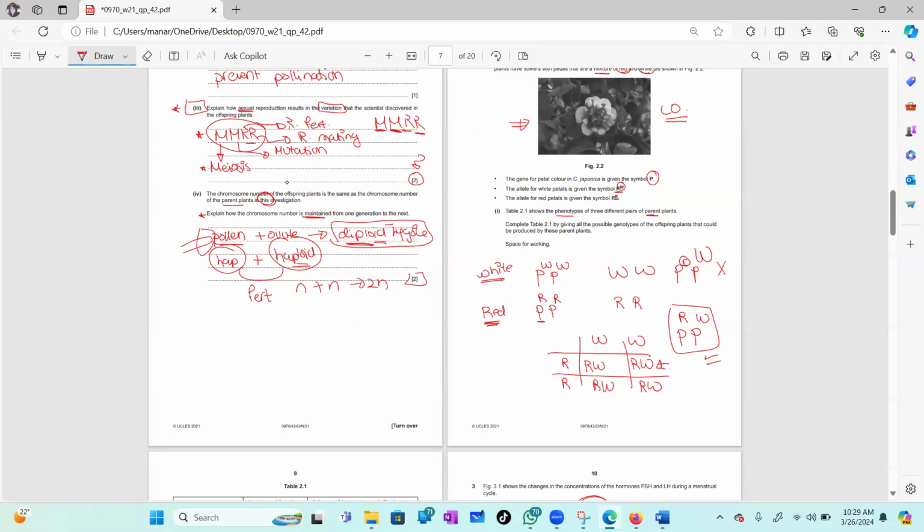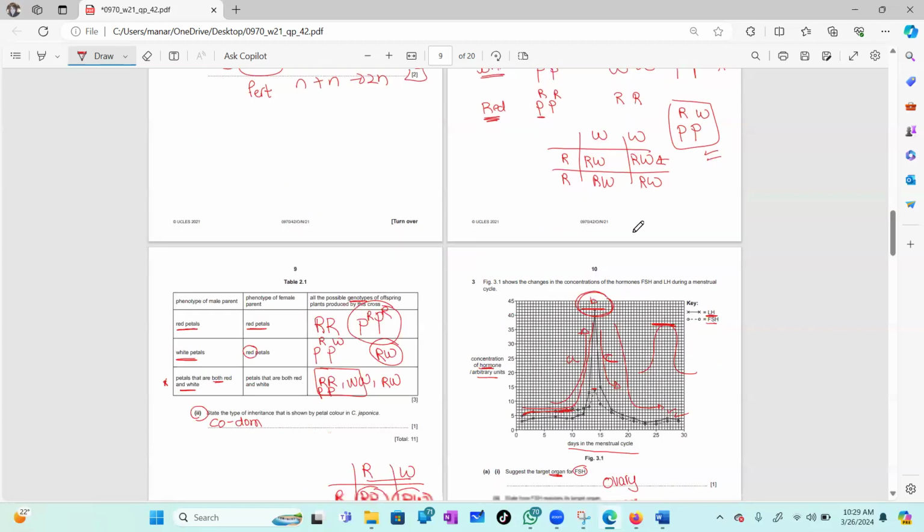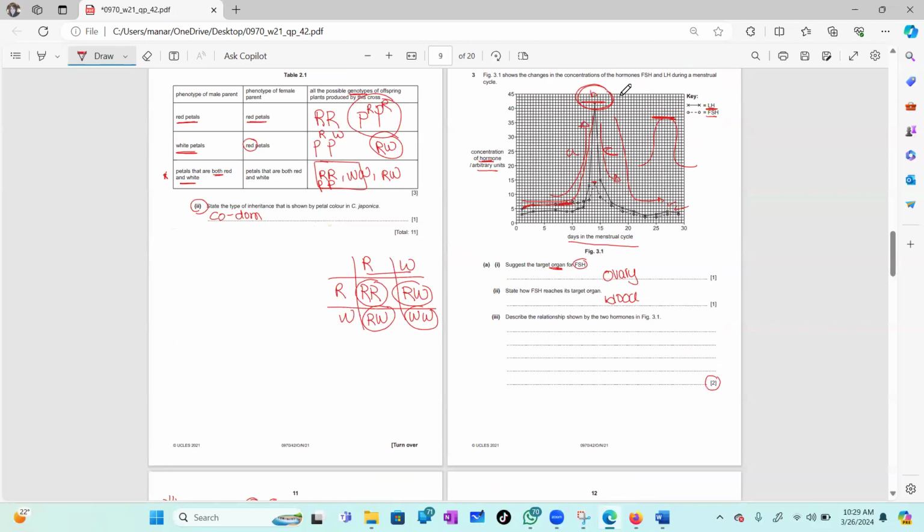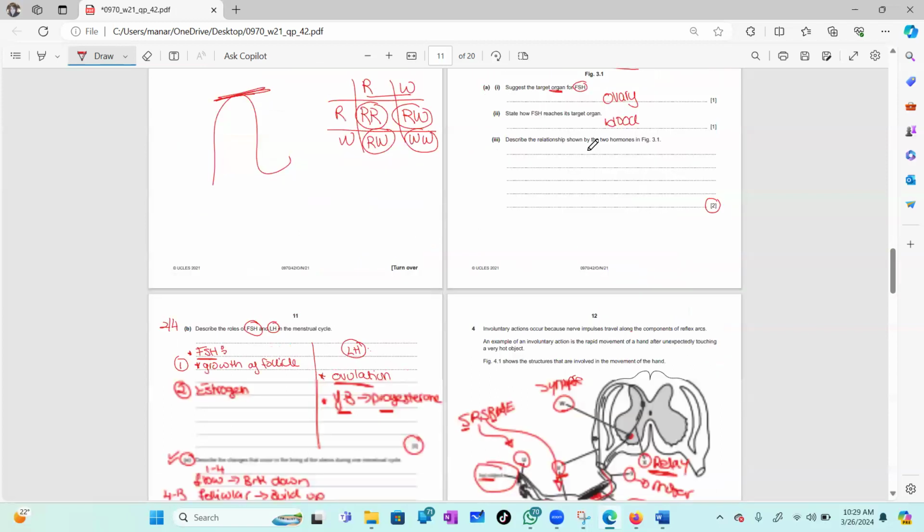This question, we took it 100 times. Why is the chromosome number maintained? Because the gametes are haploid. When they fuse together, they restore the diploid number. Inheritance, most of you got it. This graph, most of you got it, but most of you did not mention the peak. And in any graph that has a maximum limit, always mention this maximum limit or peak.